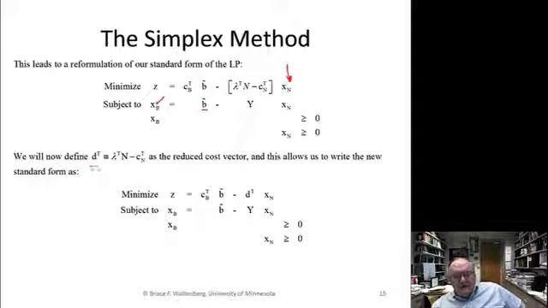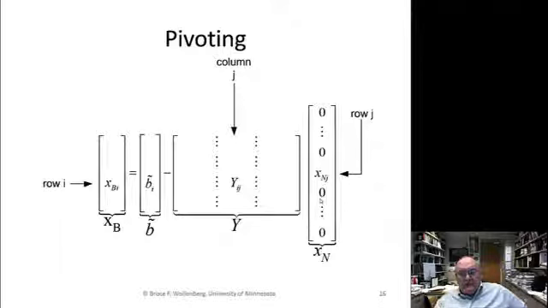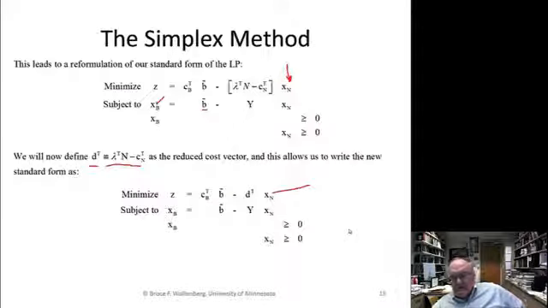If we define D transpose as this, as a reduced cost vector here, and allow us to write a new standard form like that. And we're going to do something called pivoting, and you'll see that we're going to pivot on row I and column J right in here, and that's in this Y form. Now notice this is xb equals b tilde minus y times xn. That's this equation right here that we're going to pivot on. So this is, I'll just put pivot.